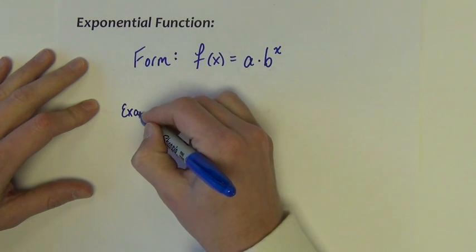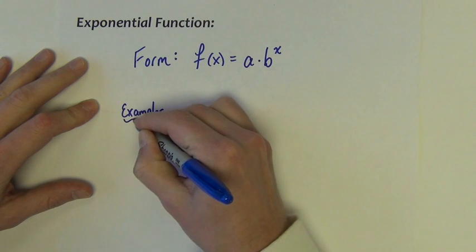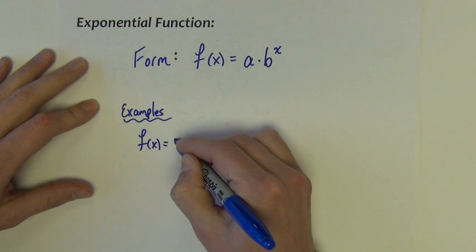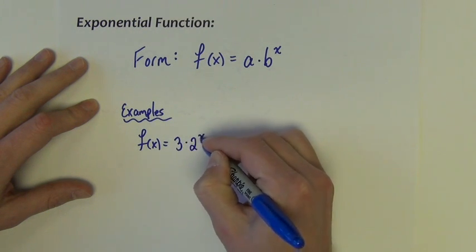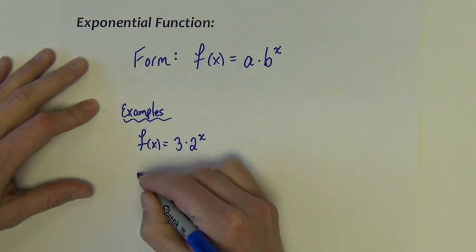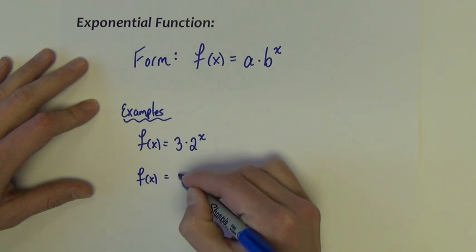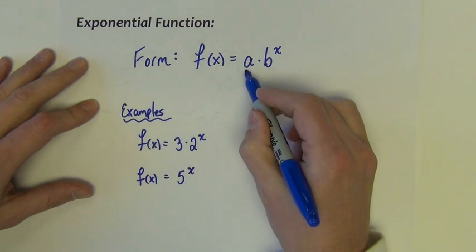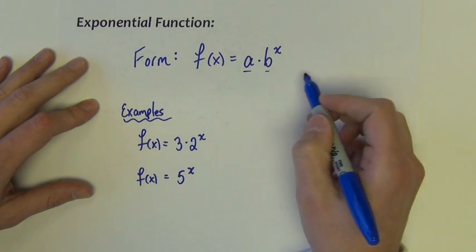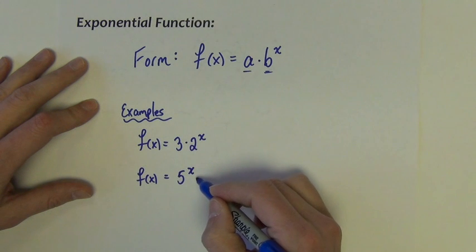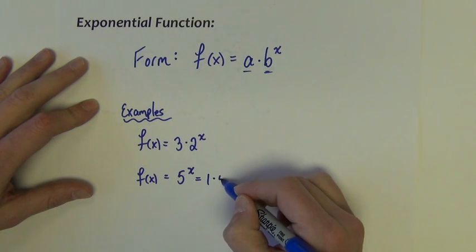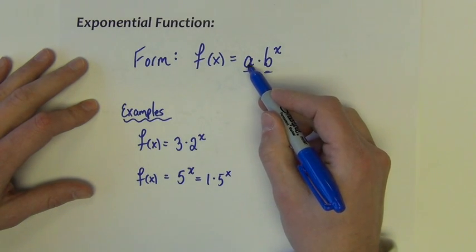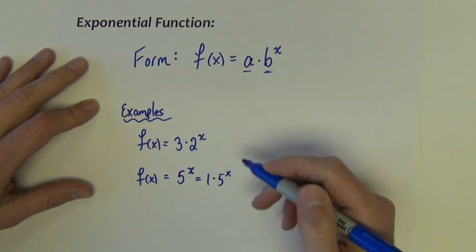Examples of this might be f of x equals 3 times 2 raised to the x, or sometimes you just see something like 5 raised to the x. It doesn't have to visually have an a and a b. Here this is the same as 1 times 5 raised to the x. So sometimes there's an a value there even though it doesn't look like it's there.